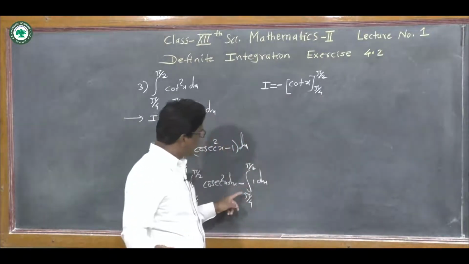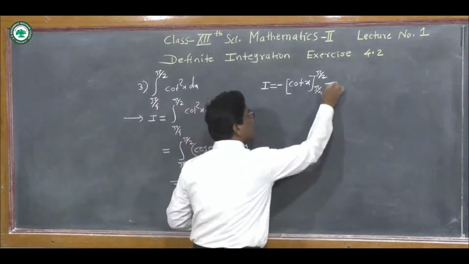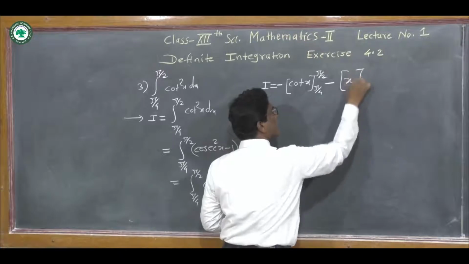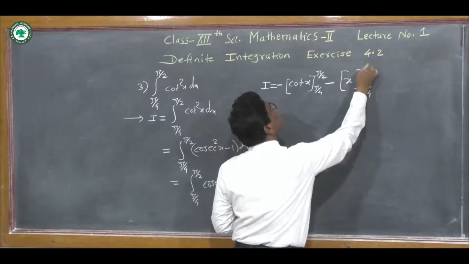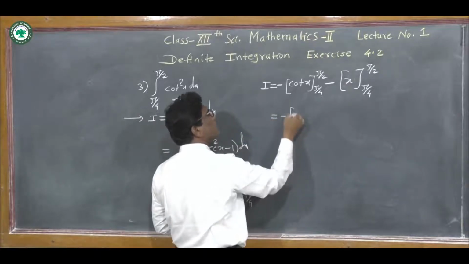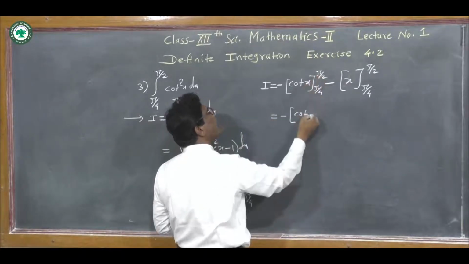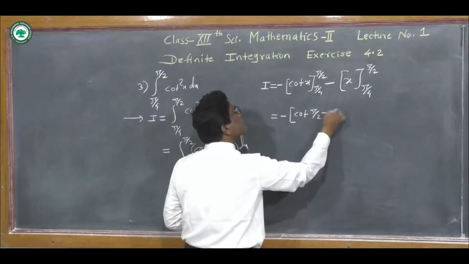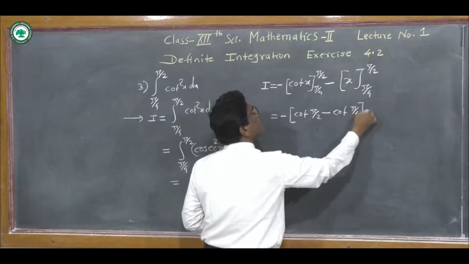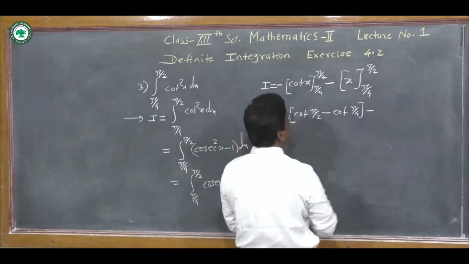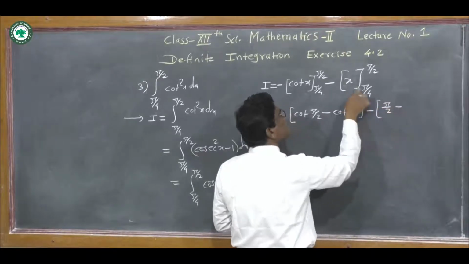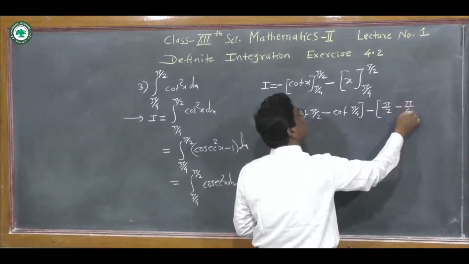And then minus integration of 1 dx, that is x. So x from pi by 4 to pi by 2. So it is equal to minus cot of, in place of x we write pi by 2, and then minus cot of, in place of x we write here pi by 4. Again here minus, in place of x we put pi by 2, minus in place of x we put here pi by 4.